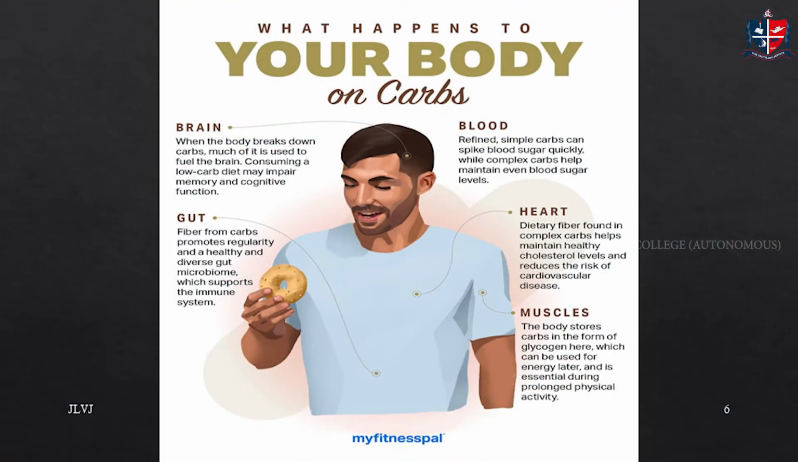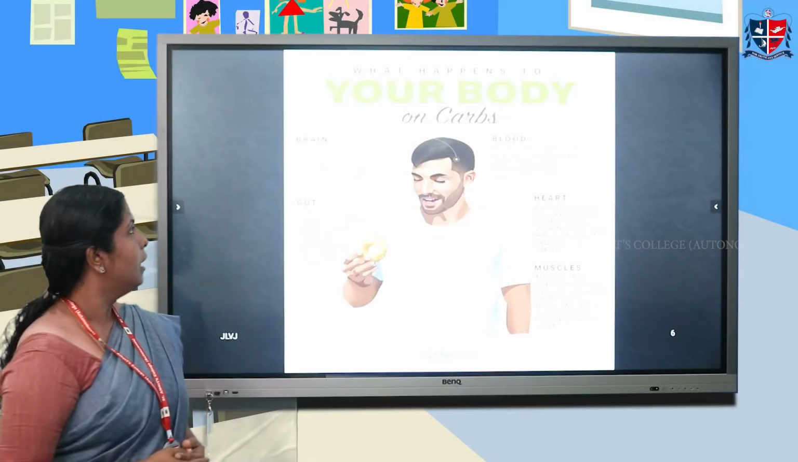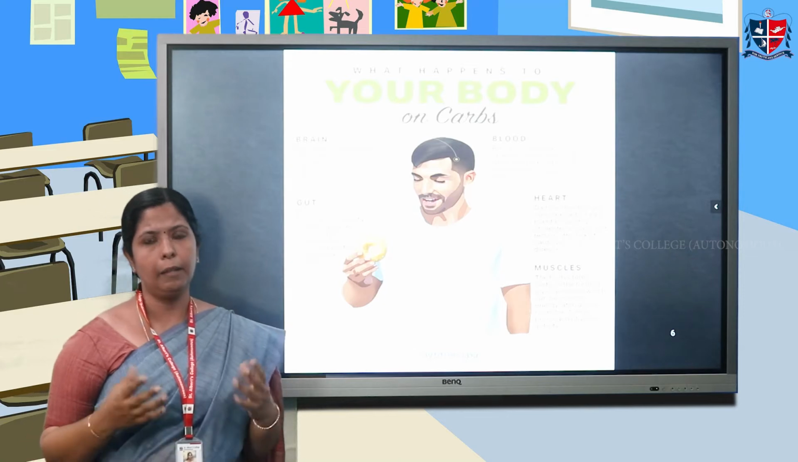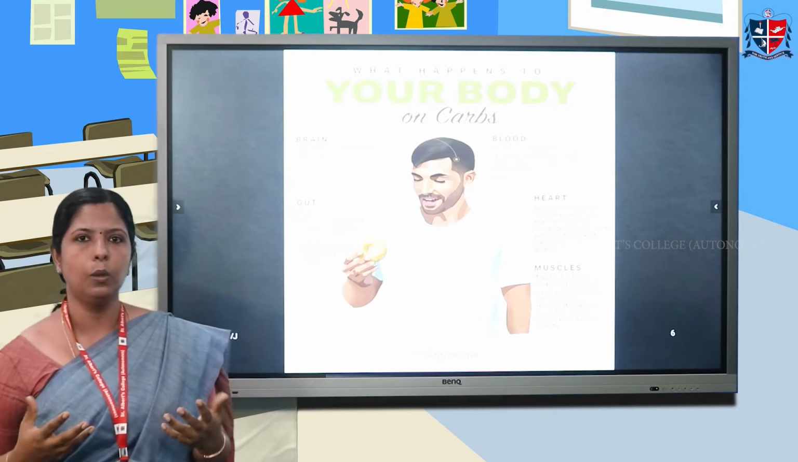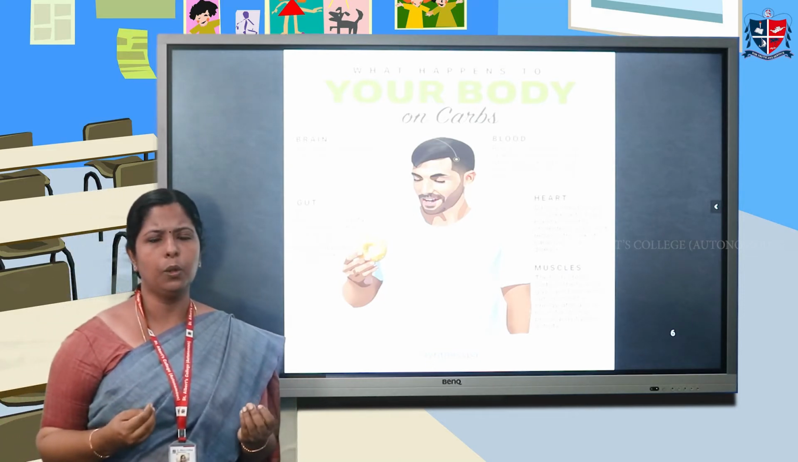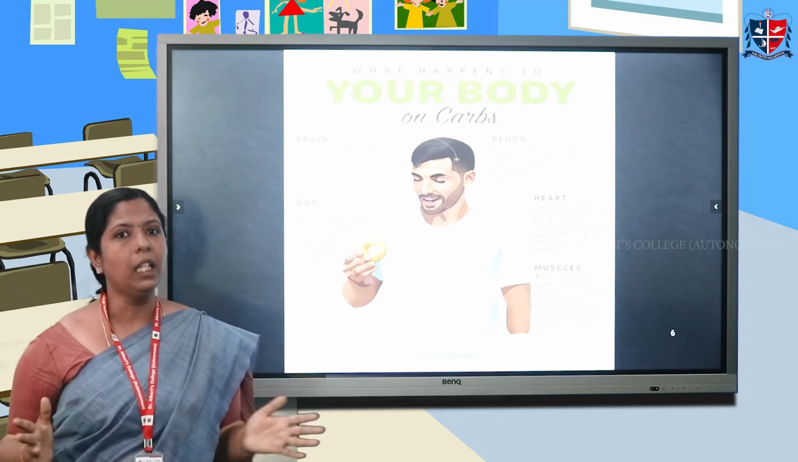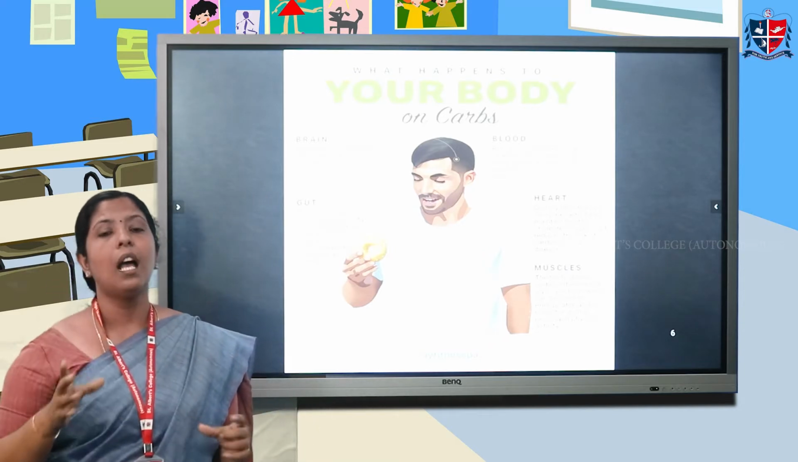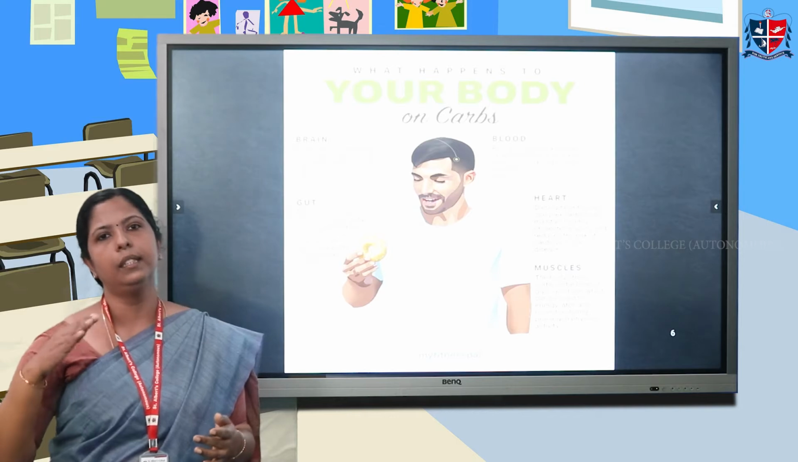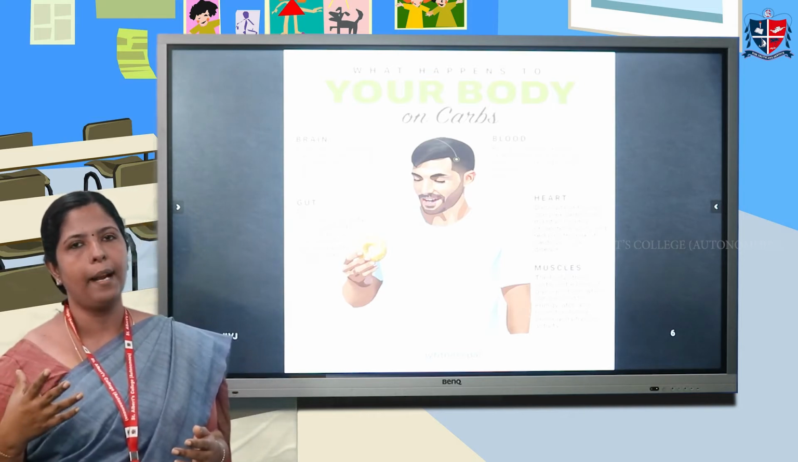Next we will see them one by one. First comes carbohydrate. We know that the brain's major source of energy is glucose. The body first converts carbohydrates into glucose, and compared to any other organ, the brain requires a continuous glucose supply.